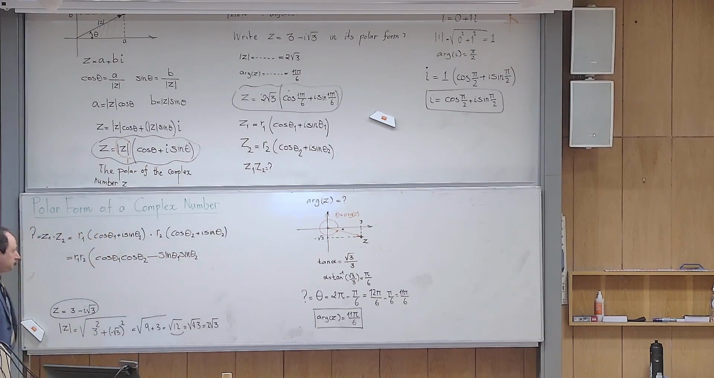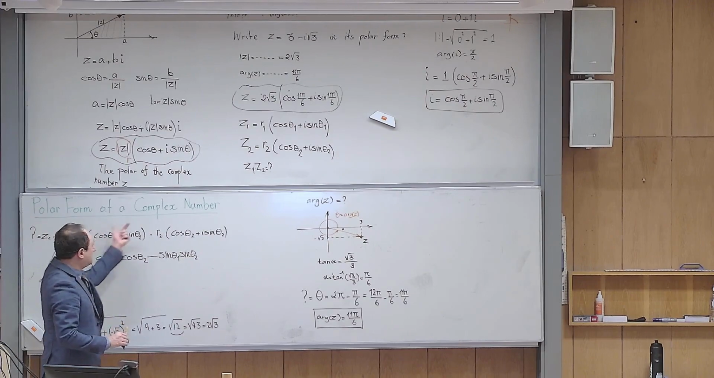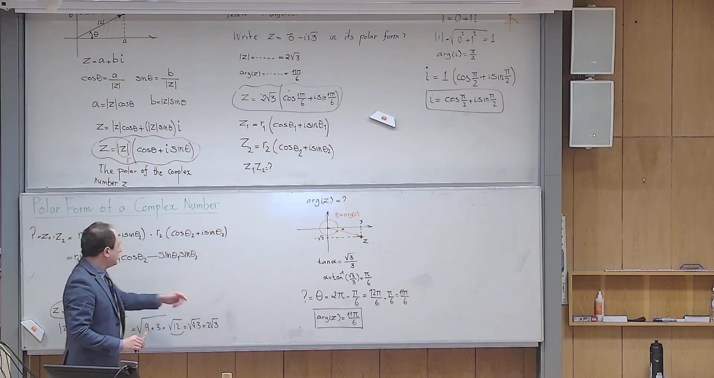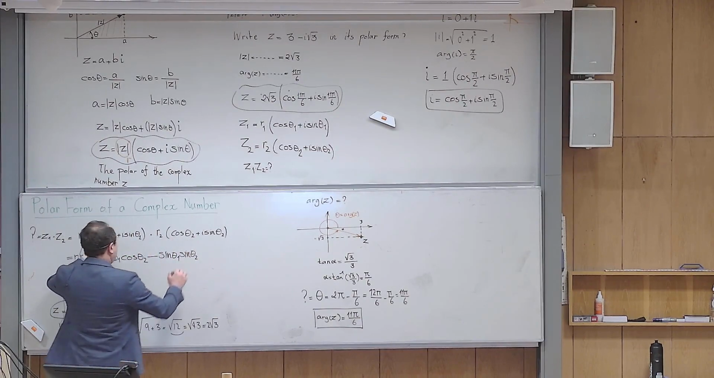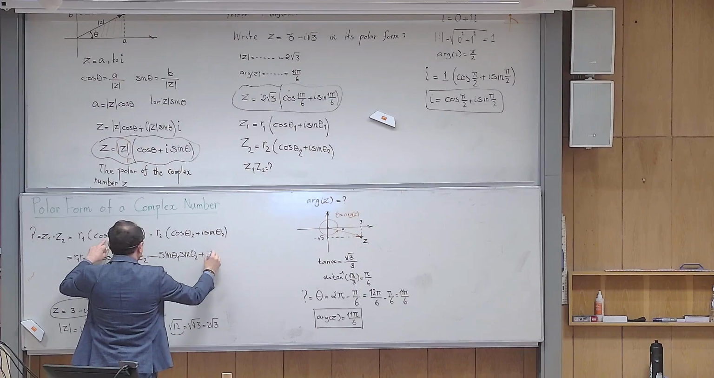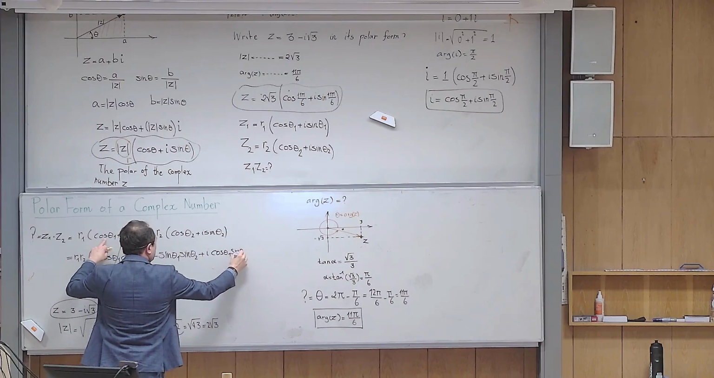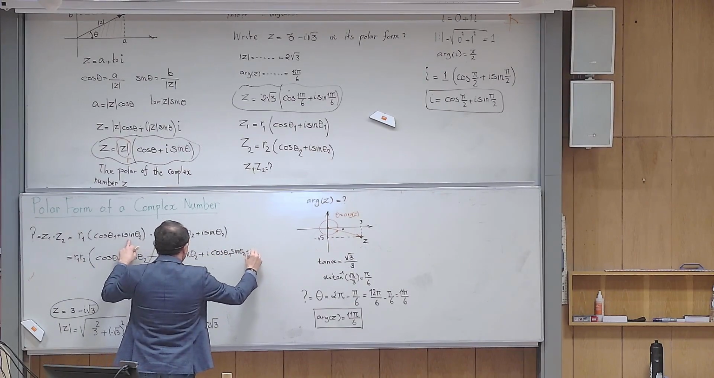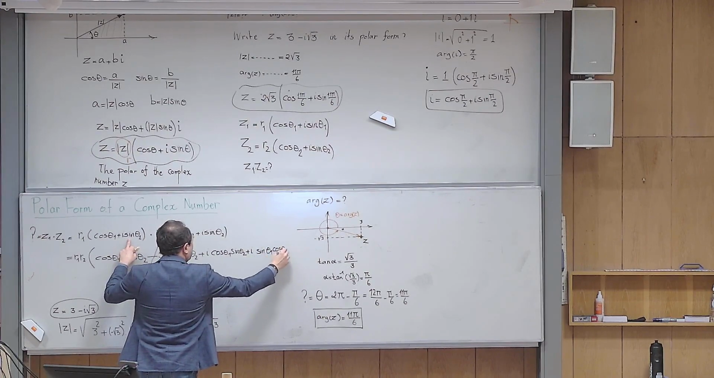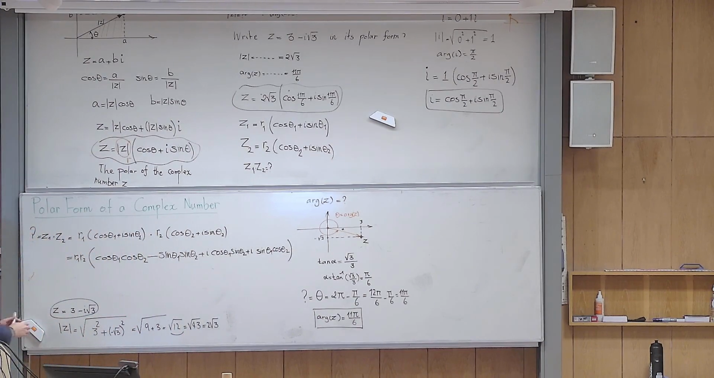There are two more terms. Which ones? This one multiplied by the last one plus this one multiplied by the first one. So I just do that. This one multiplied by the last one, I have I cosine theta 1 sine theta 2. And then this one multiplied by that one is I sine theta 1 cosine theta 2.